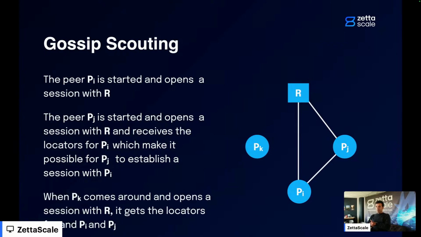Now PK arrives, opens a session with the router, and the router gossips around the fact that it knows PJ and PI. And so PK will establish a session with PJ and PI. What does that mean? It means that now PI, PJ, and PK will be able to communicate peer-to-peer. And potentially, when crossing the boundaries, suppose that the router also has internet connectivity and maybe has a session with some other router, then they will only use the router to communicate outside of this subsystem potentially. Okay, but this is the basic idea of gossip.